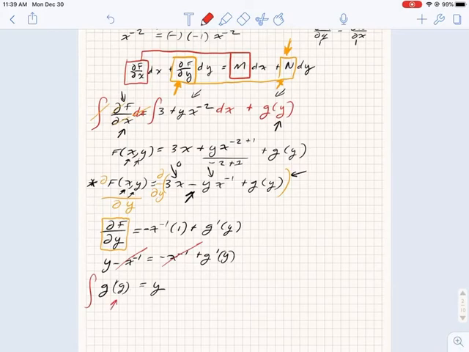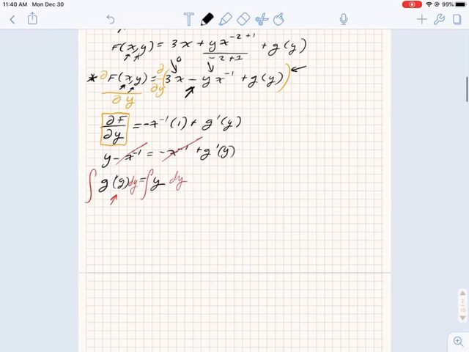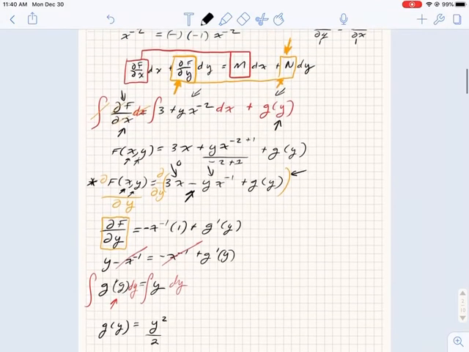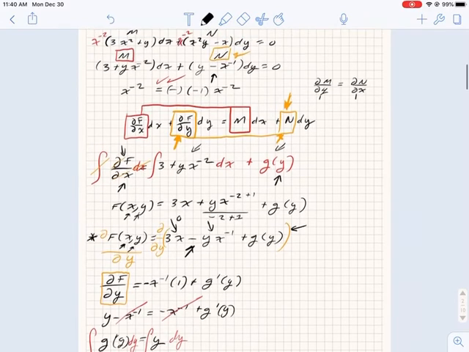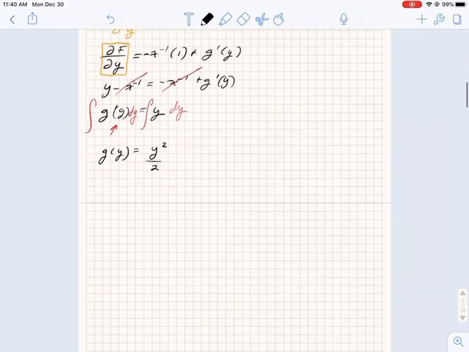Now if we take the integral of both sides with respect to whatever variable is inside of this function, we'll be able to obtain our g of y function that we lost when we took the partial derivative of capital F with respect to x. So this is y squared over 2.